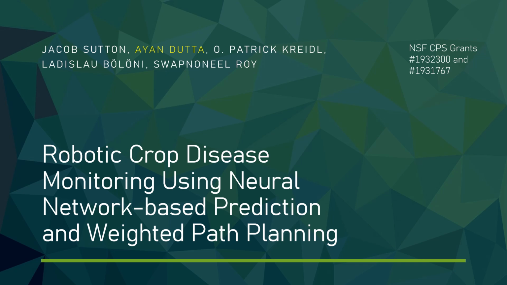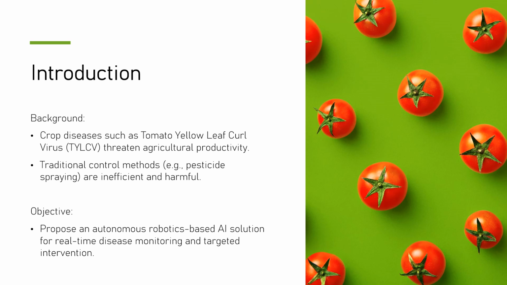Agriculture plays a vital role in sustaining global food security and economic stability. However, agricultural productivity is constantly threatened by various factors, with crop diseases posing a significant challenge. Crop diseases such as tomato yellow leaf curl virus not only result in yield losses but also incur substantial economic and environmental costs due to indiscriminate use of pesticide and fungicide. Traditional control methods are most of the times inefficient and harmful to the environment.